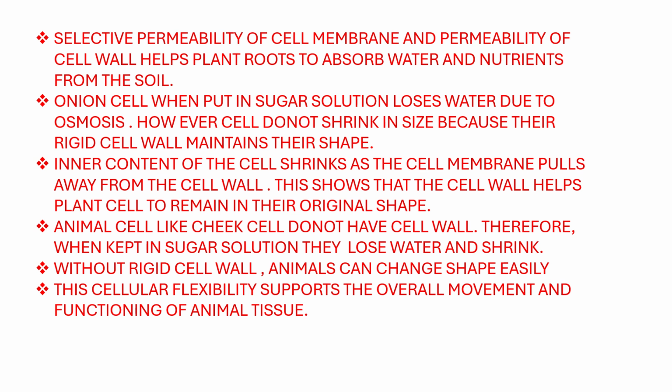Onion cells, when put in sugar solution, lose water due to osmosis. However, cells do not shrink in size. It has a cell wall, so they do not shrink in size because their rigid cell wall maintains their shape. Inner content of the cell shrinks as cell membrane pulls away from the cell wall. This shows that cell wall helps plant cells to remain in their original shape.